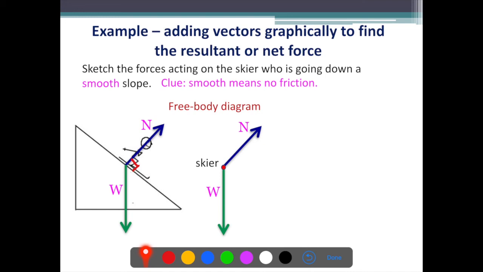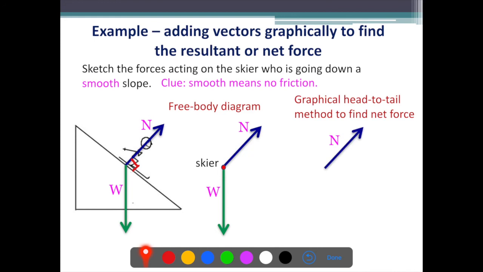Okay, we want to find the net force or the total force or the resultant force of these two forces. So you draw the forces sequentially using the head to tail method. So you have the normal force, same orientation. And then for the weight force, you draw the second vector such that the tail of the second vector starts from the head of the first vector. So that's the weight force. And the resultant force goes from the tail of the first vector to the head of the last vector. So that's the resultant or the net force.